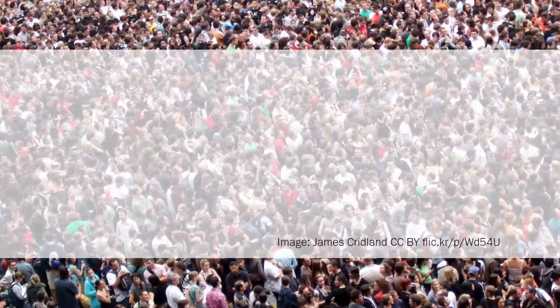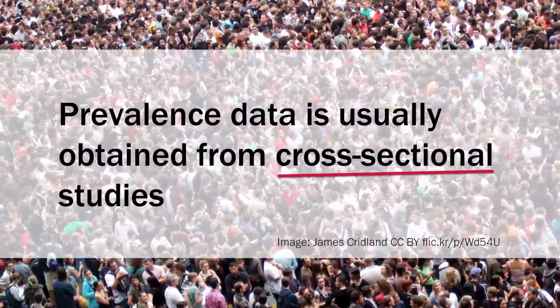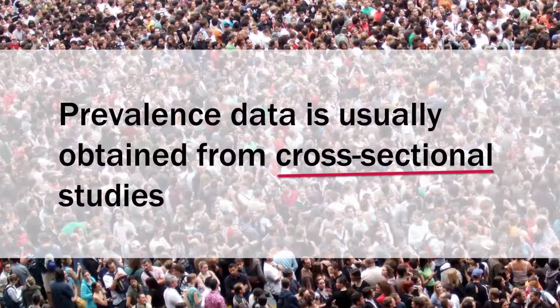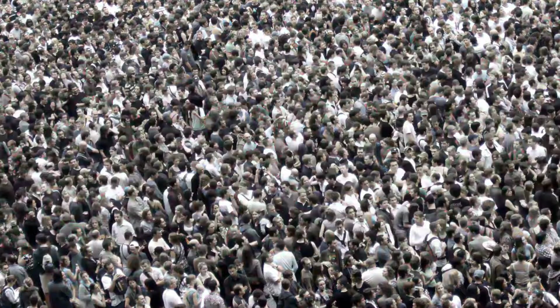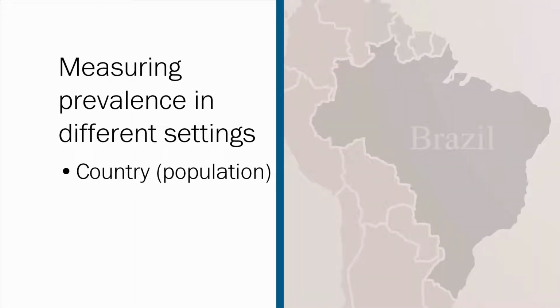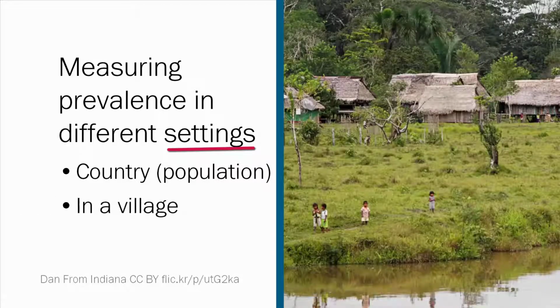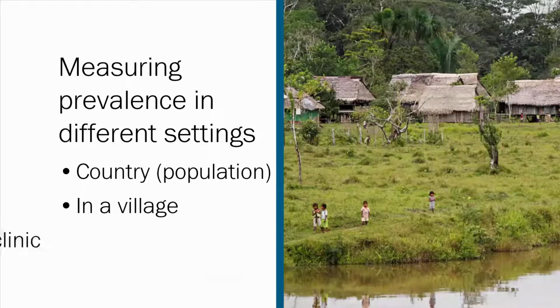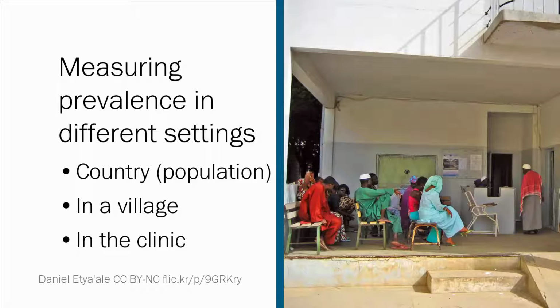Prevalence data as the measure of disease occurrence is usually obtained from cross-sectional studies. Cross-sectional studies can be thought of as a camera snapshot, as they collect information from individuals at one point in time. Population prevalence gives you the burden of a disease in a country. You can also measure prevalence in other settings, for example, prevalence in a village. In this case, the denominator is the population of the village. Prevalence in the clinic. In this case, the denominator is the number of clinic attendees during the period you are measuring.